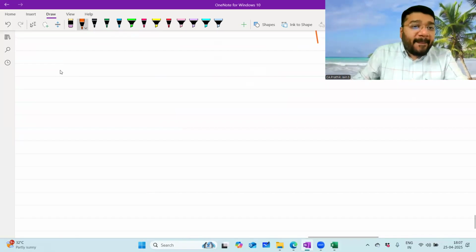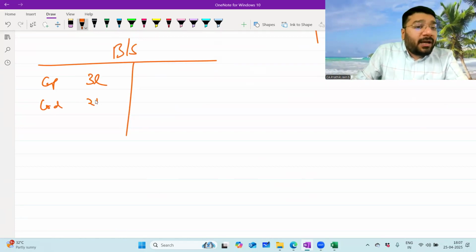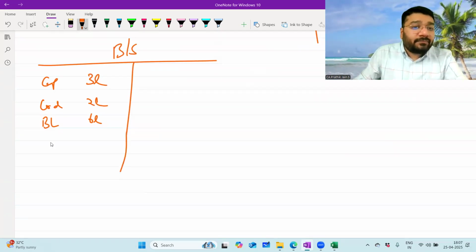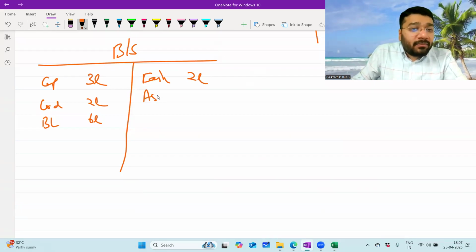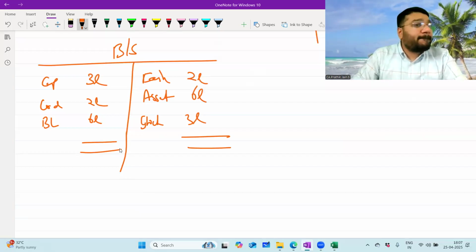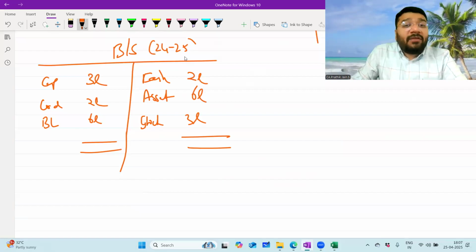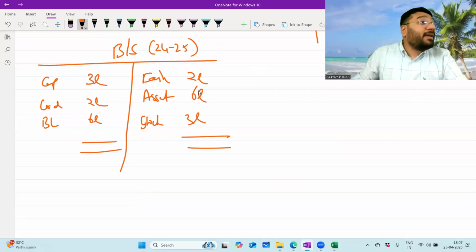So now, previous year balance sheet. Capital 3 lakh. Creditor 2 lakh. Bank loan 6 lakh. Cash 2 lakh. Asset 6 lakh. Stock 3 lakh. Total matching or not matching? Matching. This is the balance sheet of the previous year. Which previous year? 24-25. We are now in which financial year?